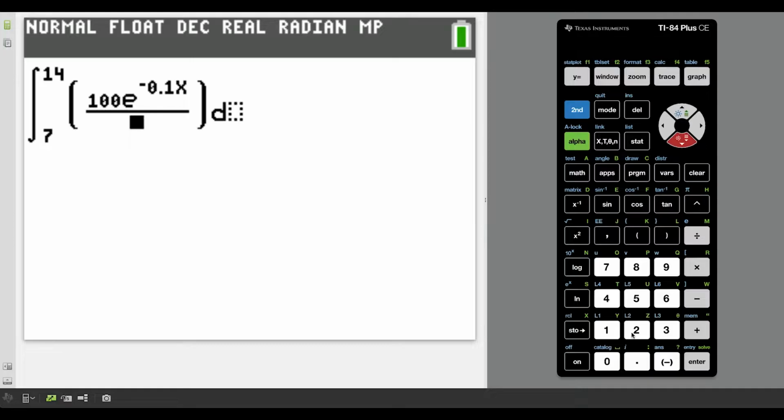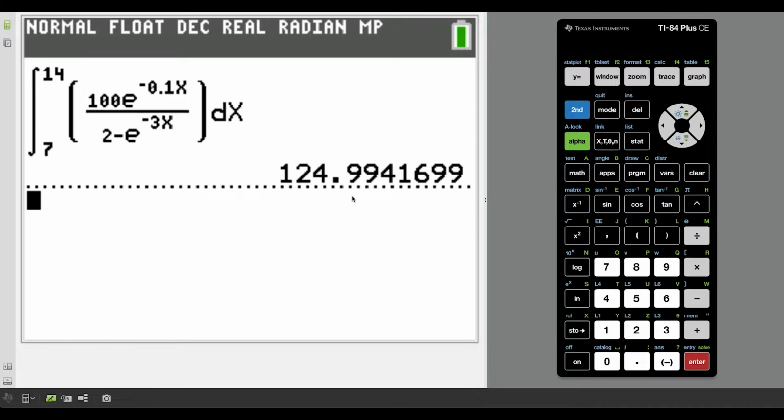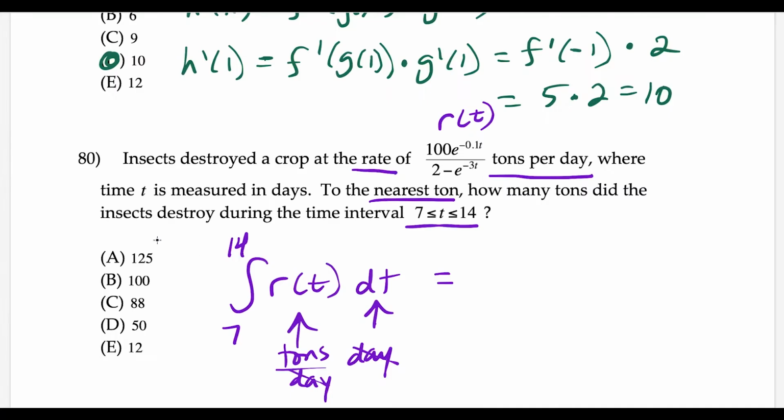And then in the denominator, we're going to have 2 minus e to the negative 3t. But once again, we'll use x. And now we just tack on dx at the end. And to the nearest ton, this is going to be 125. So we're going to go with choice A.